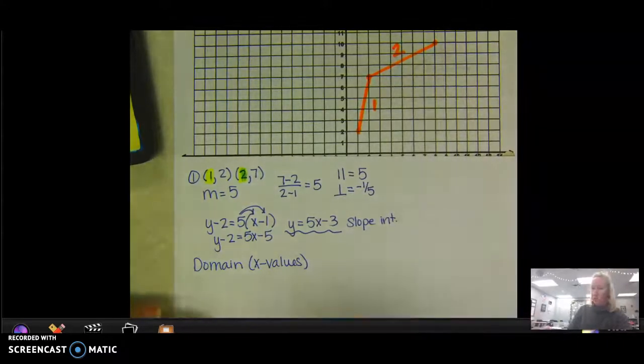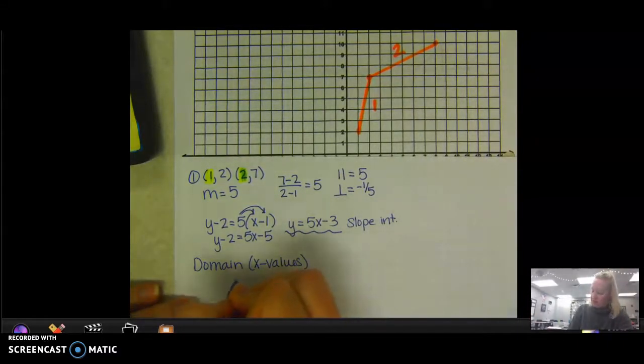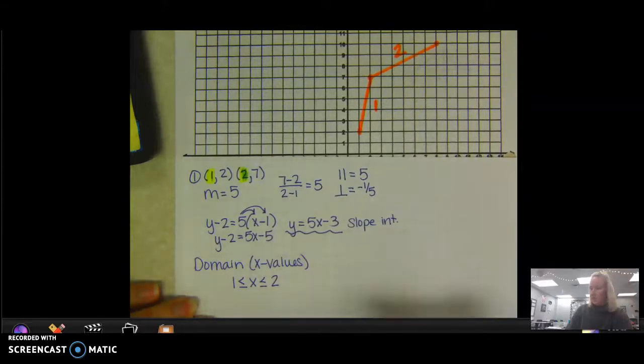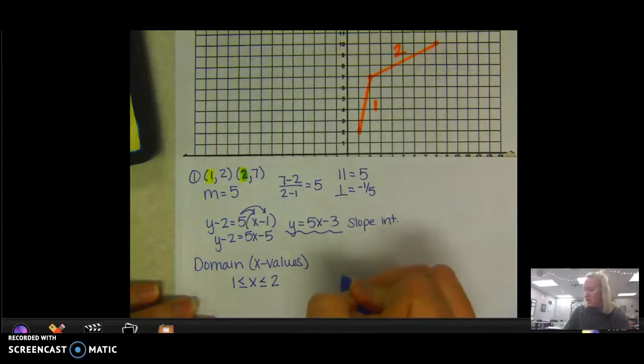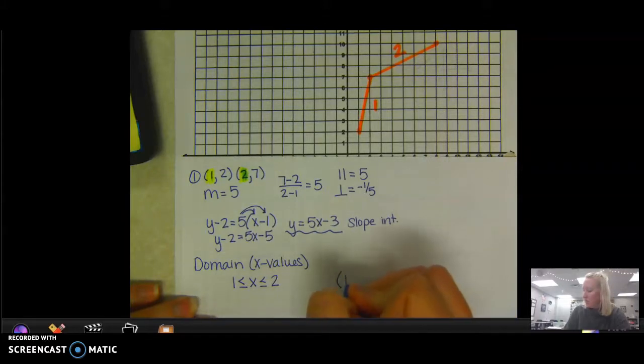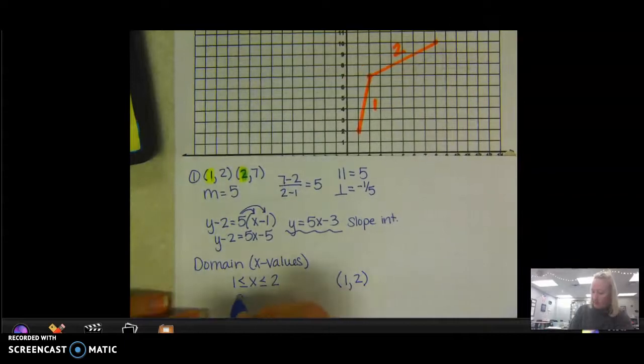So there's 2 ways to write this. So the first way would be it starts at 1 and that is less than or equal to x, which is less than or equal to 2. The second way is to write it just in parentheses, where it looks like a point, but it's really not a point. It starts at 1 and ends at 2. Okay? This way is called standard form.